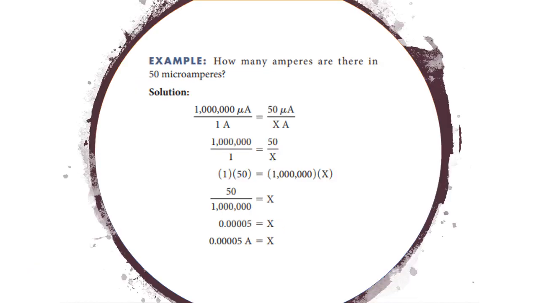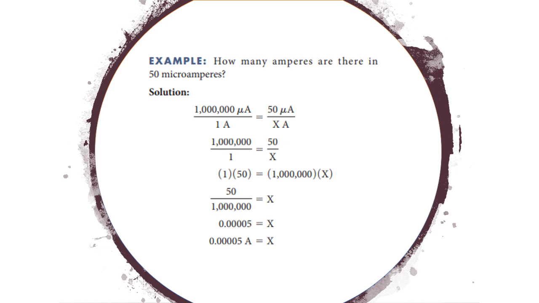In this next example, how many amperes are there in 50 microamperes? To solve this question, we need to know how many microamperes are equal to 1 ampere. Based on the previous explanation, we know that 1 ampere is equal to 1 million microamperes. Therefore, on the left-hand side of the equation we write 1 million microamperes over 1 ampere. This is equal to the right-hand side, which is 50 microamperes over x amperes.